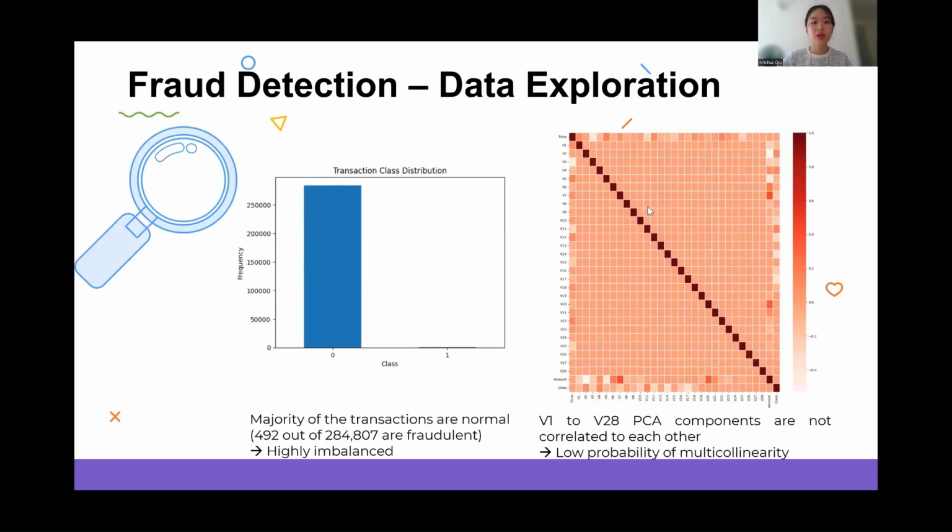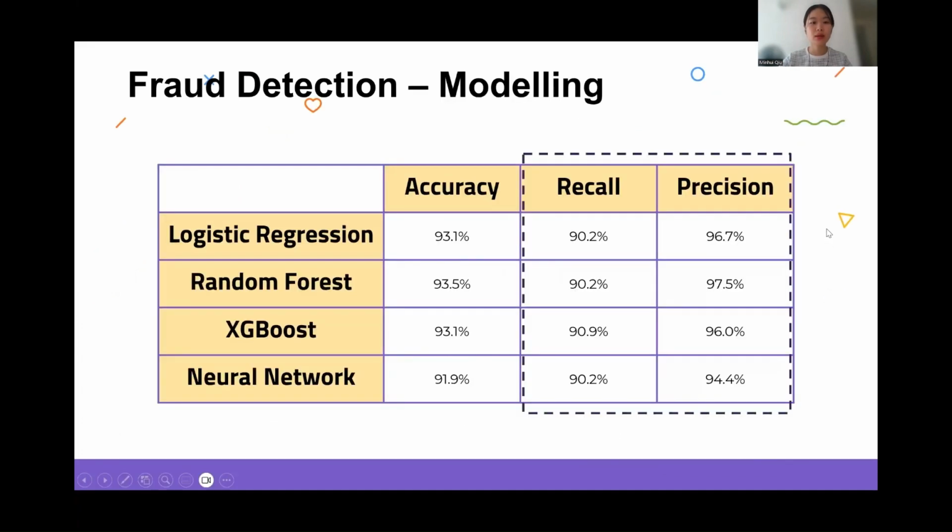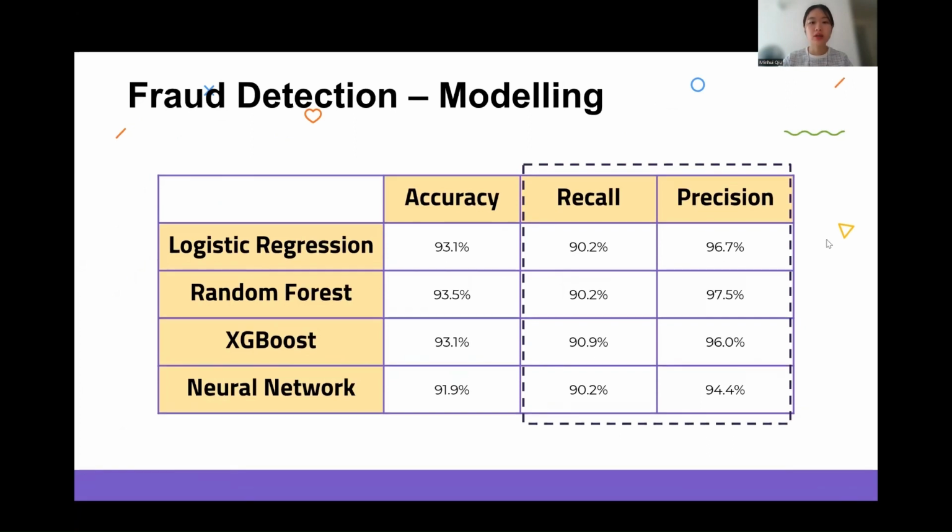By exploring the data, we can see that for the dependent variable class, the majority of the transactions are normal. Only 492 are fraudulent transactions, meaning that the original data set is highly imbalanced, which also reflects the true scenario in the bank. Moreover, looking at the correlation matrix, the V1 to V28 PC components are not correlated to each other, thus a low probability of multicollinearity. Here, we create 4 machine learning models, namely logistic regression, random forest, XGBoost, and neural network for this classification problem. All models perform well with more than 90% in all 3 metrics: accuracy, precision, and recall.